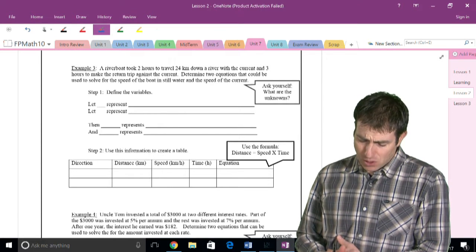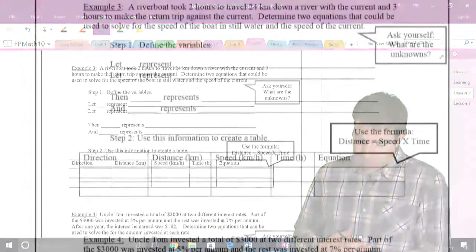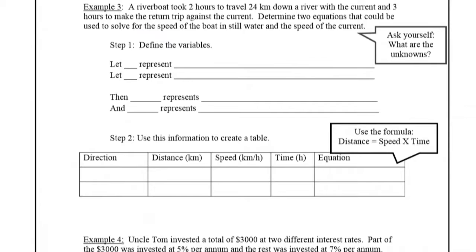represents things. So reading the question again, we need to figure out, what sort of variables we're dealing with. What two things don't we know? Well, we know if we go downriver, it takes 2 hours. If we go upriver, it takes 3 hours.